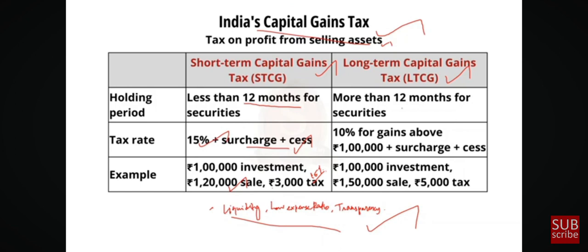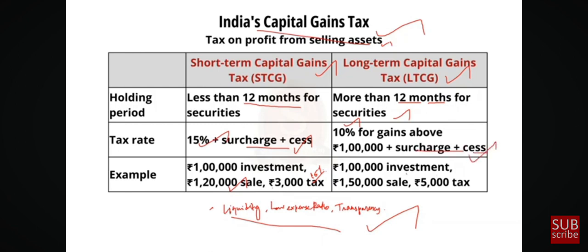Next, we will discuss another type of capital gains tax, which is long-term capital gains tax. Here the gains are from the sale of an asset held for a longer duration, which is more than 36 months for real estate and more than 12 months for securities. A tax rate of about 10% is charged for listed securities gains exceeding 1 lakh. Along with this, an applicable surcharge and cess is also charged.